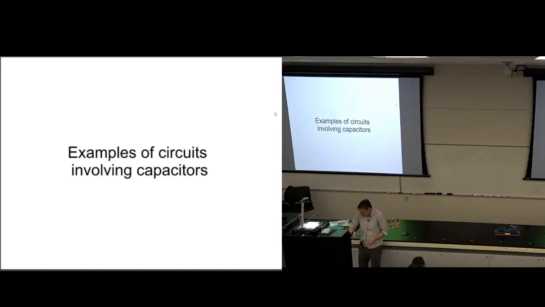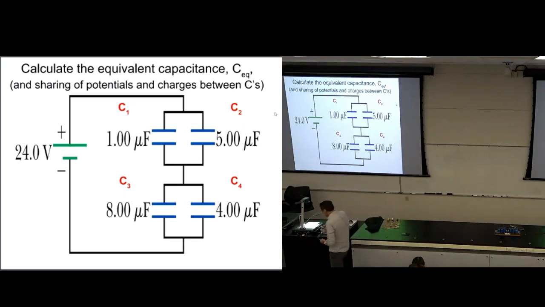Okay, let's get onto some examples. Here's what at first sight might be a horrific circuit diagram involving 4 capacitors and a battery. We're going to attempt to calculate the equivalent capacitance of this entire arrangement. That's one thing that we're going to try and do. We're also going to try and figure out the voltages and the charges across all of the individual capacitors. So this is analyzing an electrical circuit involving capacitors and batteries. This is what we're going to do now.